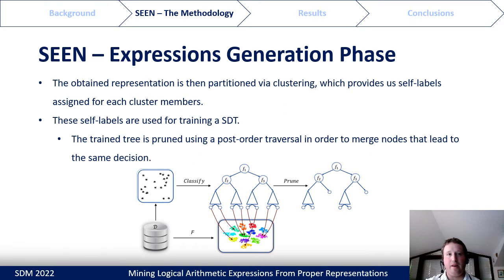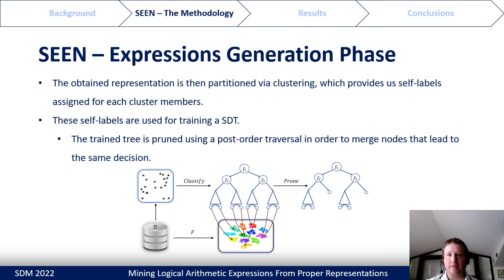Okay, after learning a good representation, I move on to the expression generation phase. The learned representation is now used for creating a finite partitioning of the learned representation space. This partitioning is used for self-labeling of the data points. For the experiments that I will present shortly, I use several clustering algorithms, such as Gaussian mixture model and DBSCAN.